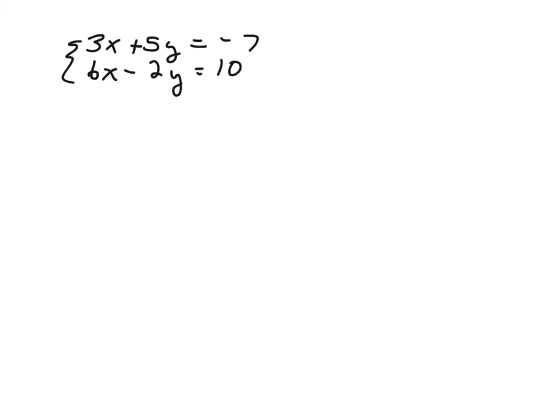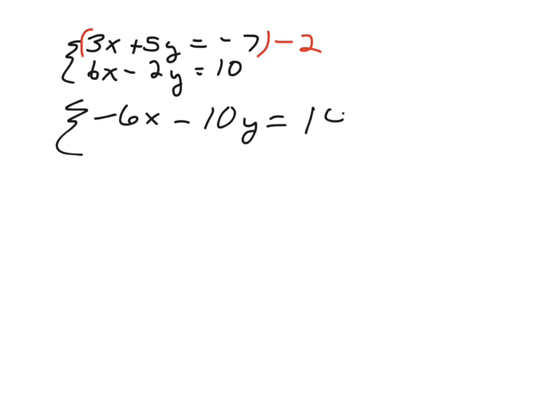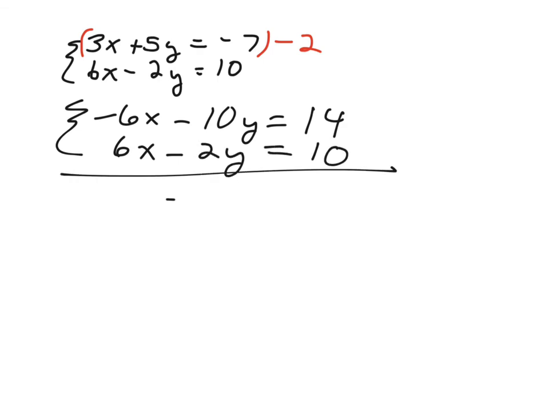Okay, so on this one, you see I don't have opposites that'll cancel out like on the last one. But right here, if I multiply by negative 2, it becomes negative 6x minus 10y equals 14. I can do that because if I multiply everything in the equation by the same number, it's still the same equation. It's just been multiplied by something. Then if I add those two, it eliminates, and I get negative 12y equals 24, which gives me y equals negative 2.